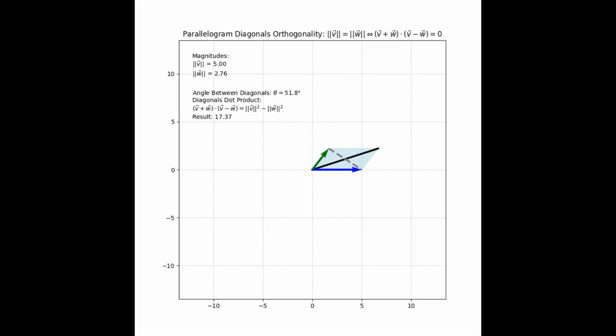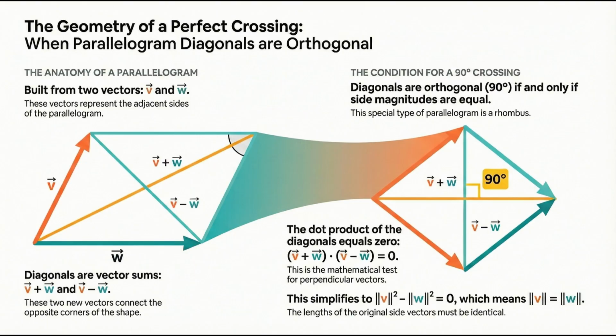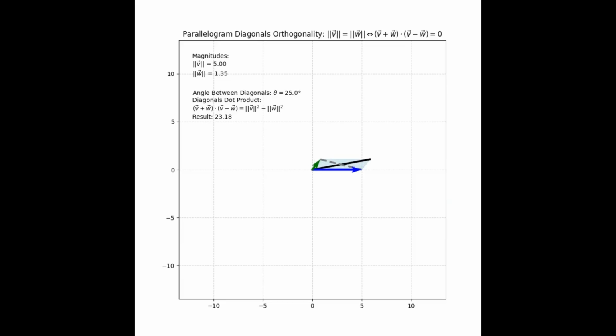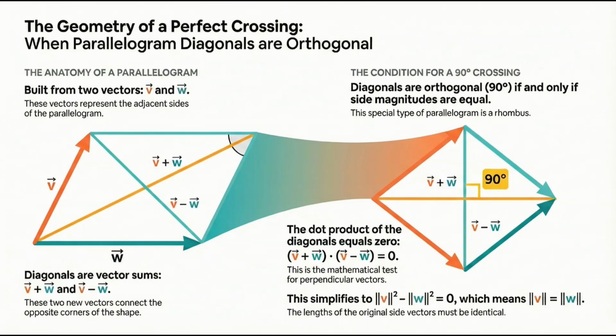Second, the math totally confirms this. When you use something called the dot product, which is just a vector test for perpendicularity, you can see it in action. The moment those side lengths are made equal, the result of the dot product instantly goes to zero, proving that 90-degree angle. And finally, what do we call this shape?